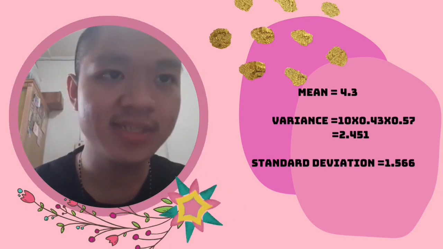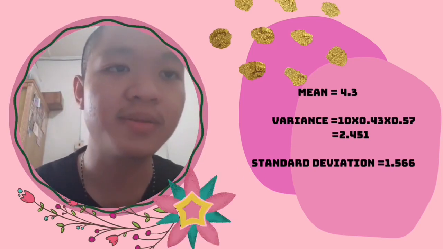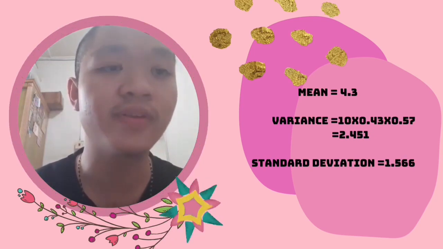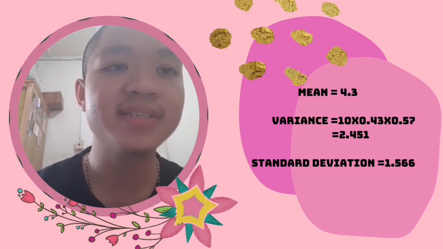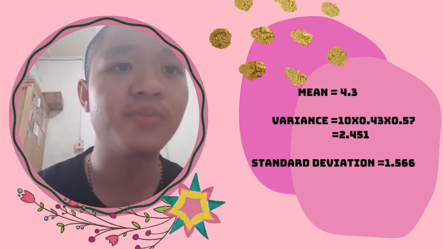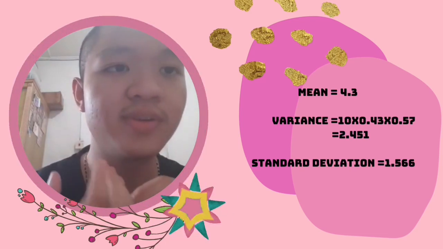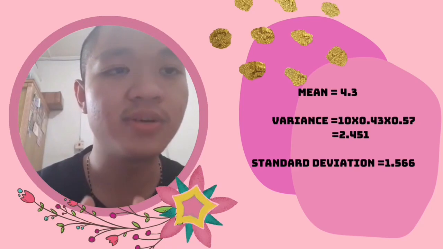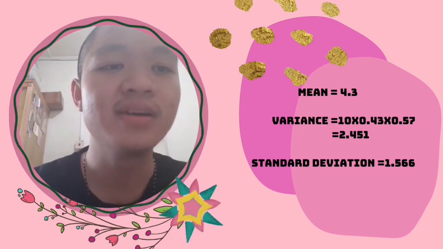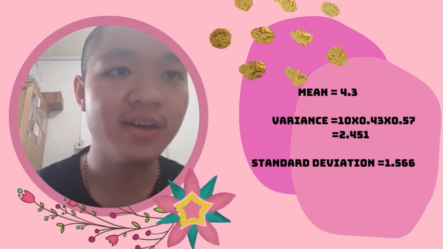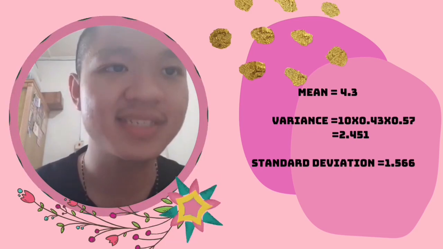Meanwhile, the variance is equal to npq: the number of trials multiplied with the probability of success, 0.43, and the probability of not getting success, 1 minus 0.43, which is equal to 0.57. So the variance is 10 multiplied with 0.43 and multiplied with 0.57, which gives us the variance 2.451. Since we need to find the standard deviation, the square root of the variance will give us 1.566.